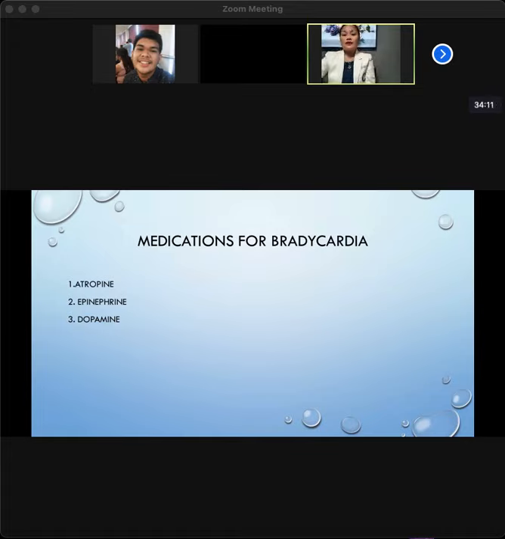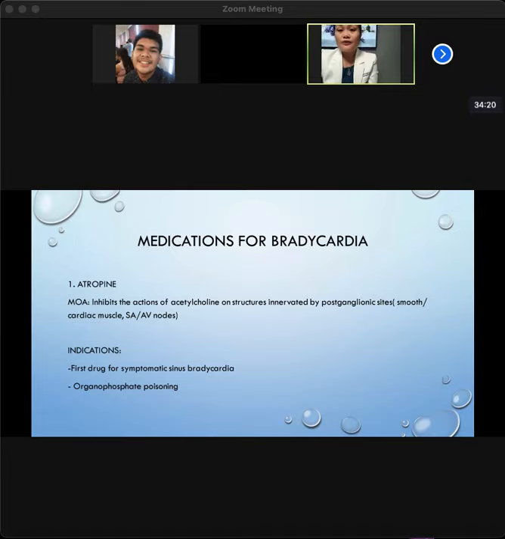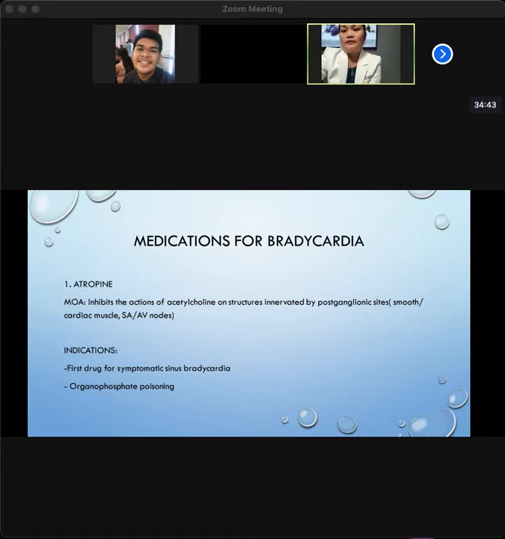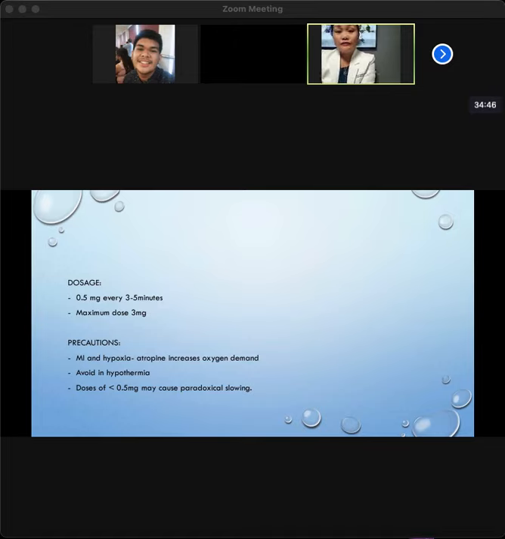Okay. Next one is the medications for your bradycardia. We have atropine, epinephrine, and dopamine. Okay, first is the atropine. It inhibits the actions of your acetylcholine on structures innervated by your postganglionic sites, such as your smooth cardiac muscles and SA and AV nodes. It is indicated for symptomatic sinus bradycardia and also for organophosphate poisoning. Okay, the dosage is 0.5 milligram every 3 to 5 minutes at a maximum dose of 3 milligrams.